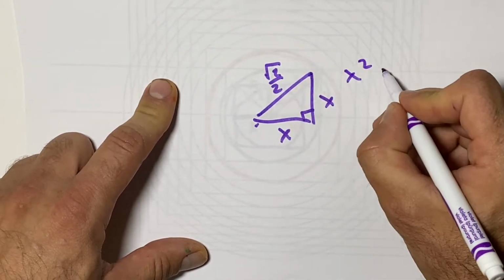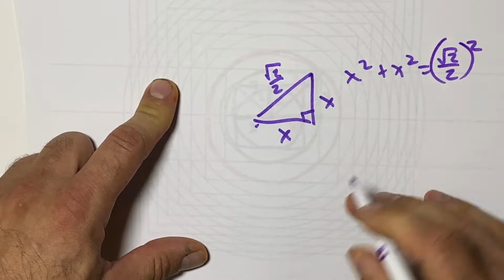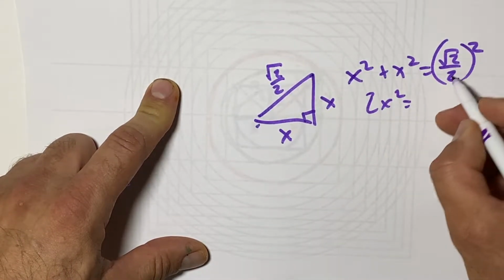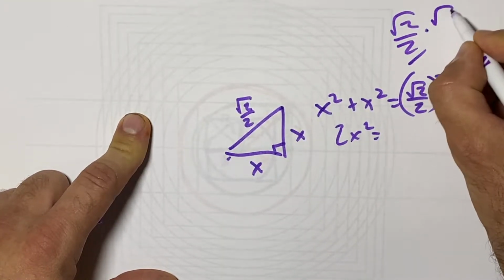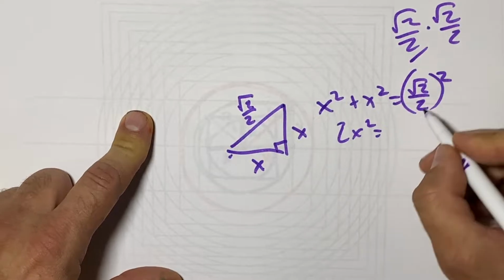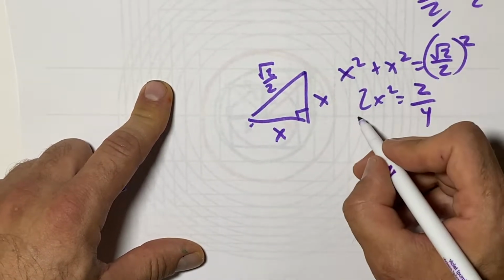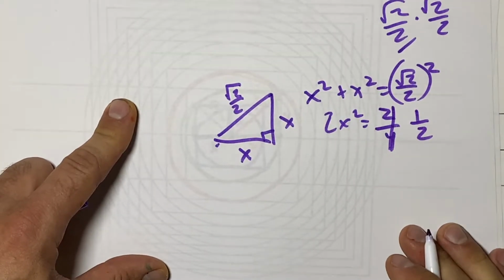So we would do that same Pythagorean theorem. We get once again 2x squared. Radical 2 times radical 2, this is radical 2 over 2. Radical 2 times radical 2 is normal 2. 2 times 2 is 4. And we can express that as 1/2.